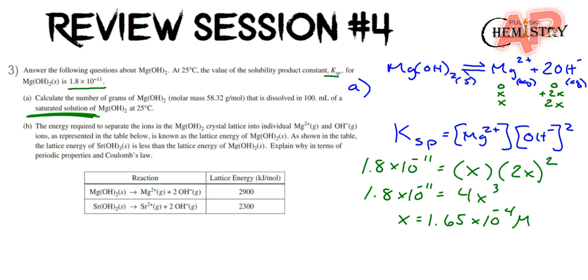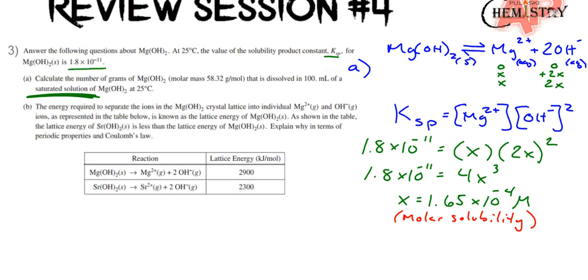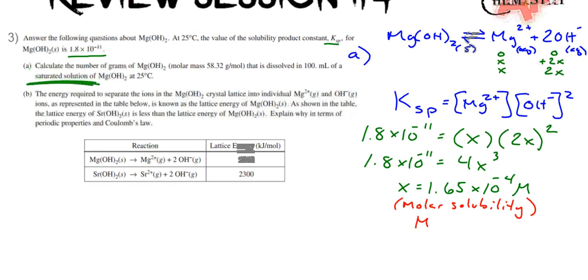What does that mean? That could be said to be the molar solubility. And technically, what ion is that? That's of Mg2+. But that is a 1-to-1 ratio.